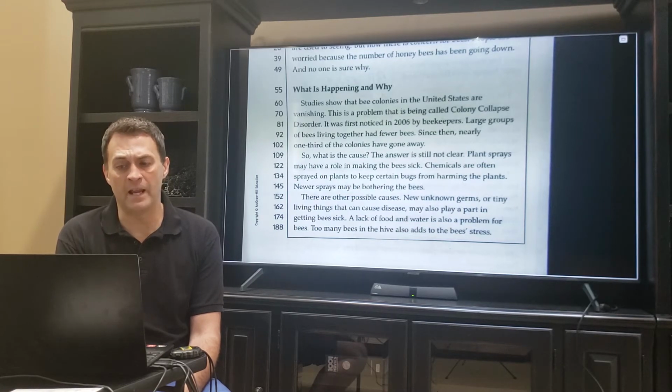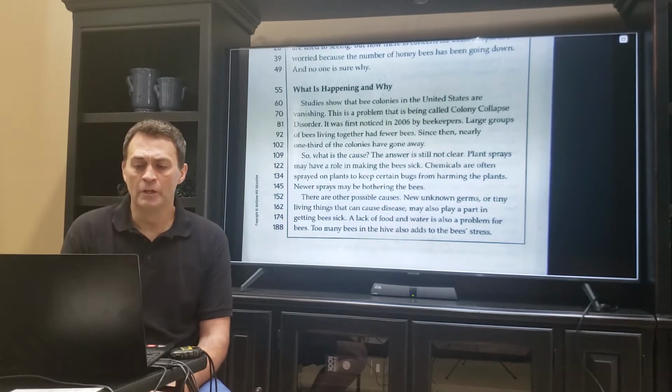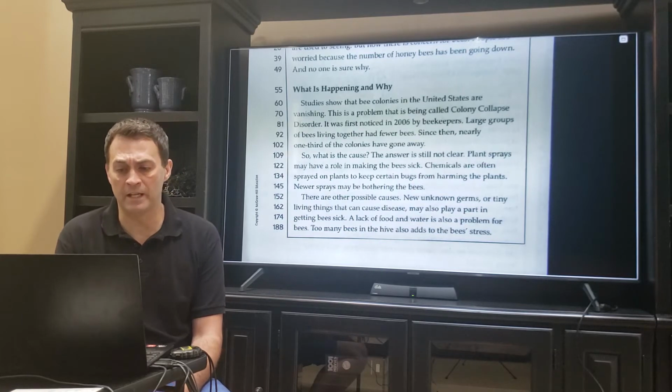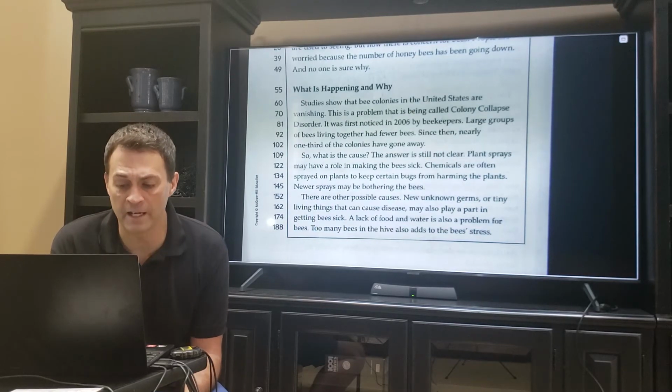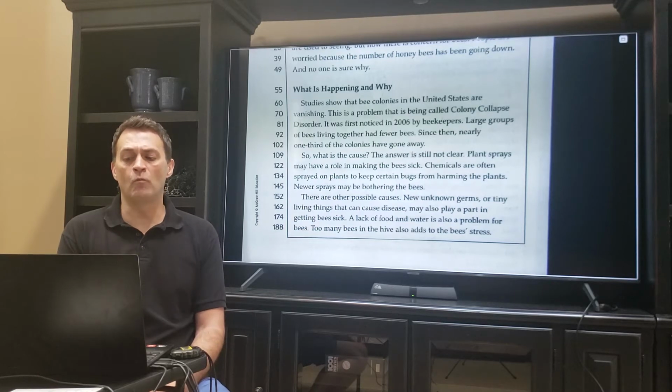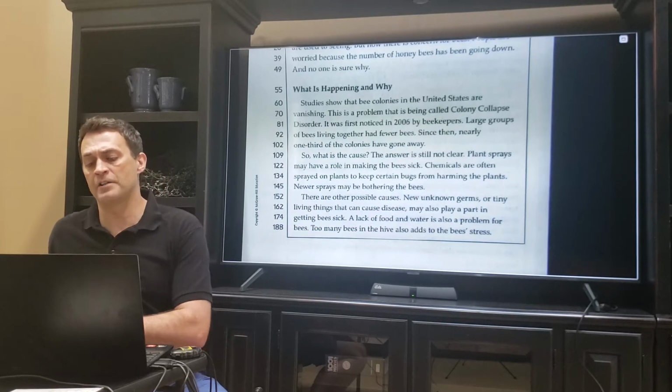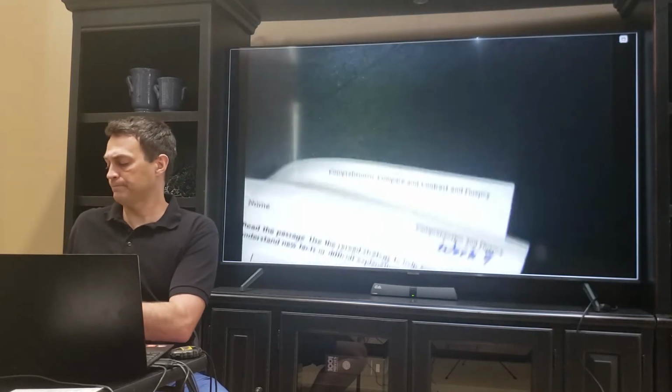Plant sprays may have a role in making the bees sick. Chemicals are often sprayed on plants to keep certain bugs from harming the plants. Newer sprays may be bothering the bees. There are other possible causes. New unknown germs or tiny living things that can cause disease may also play a part in getting bees sick. A lack of food and water is also a problem for bees. Too many bees in the hive also adds to the bees' stress. Flip it over.